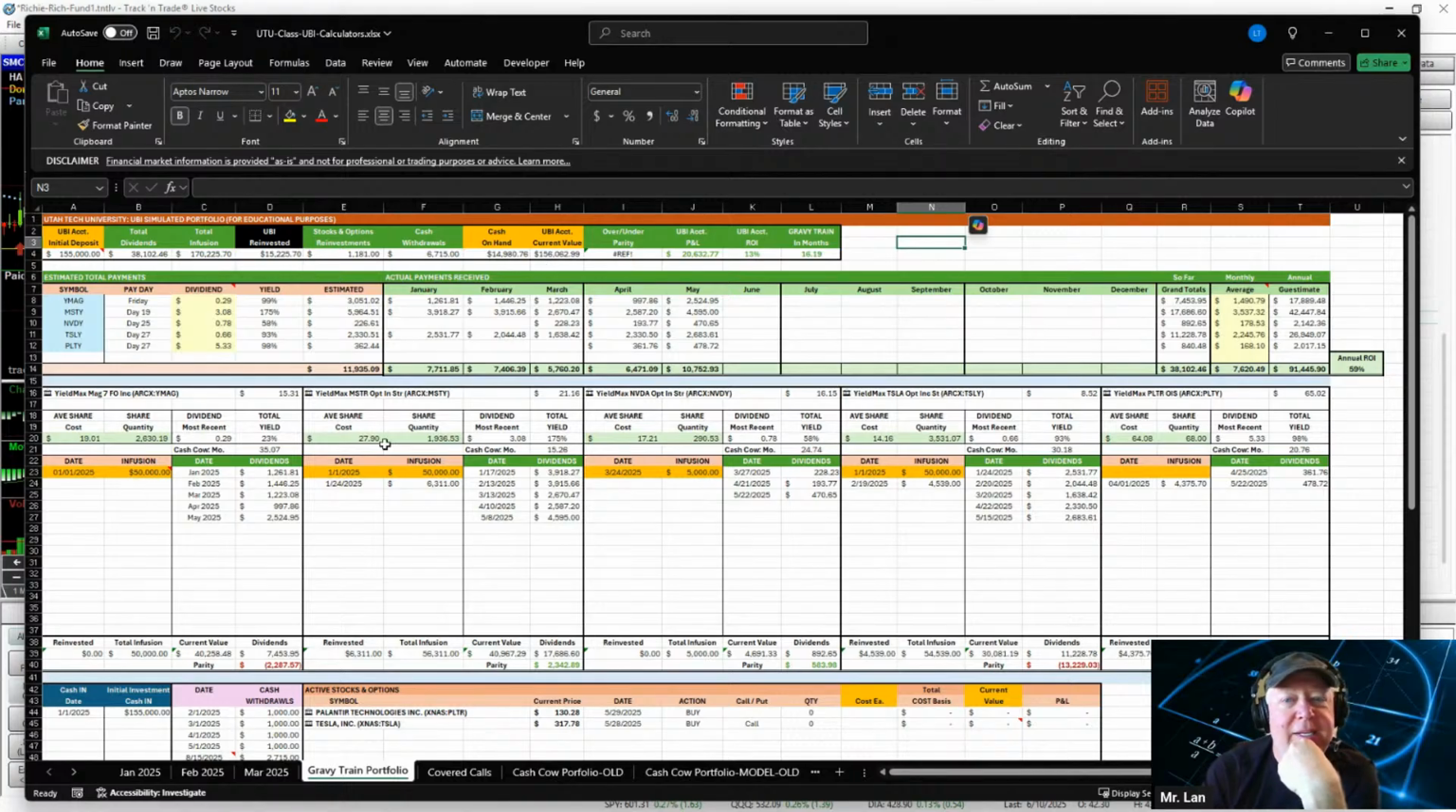So the idea here is we've broken these down and made it more consolidated. You can see each little unit here is your infusion and your dividends, and then the totals down here. And then I've redefined parity.